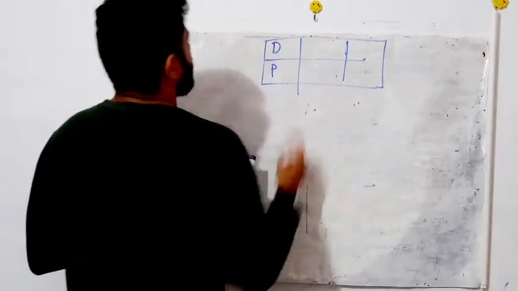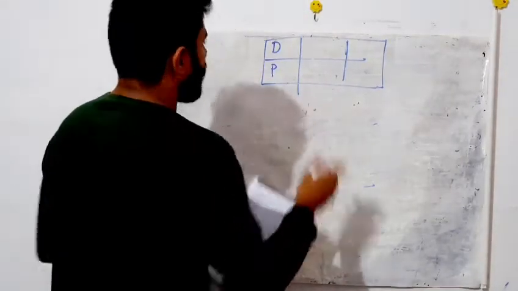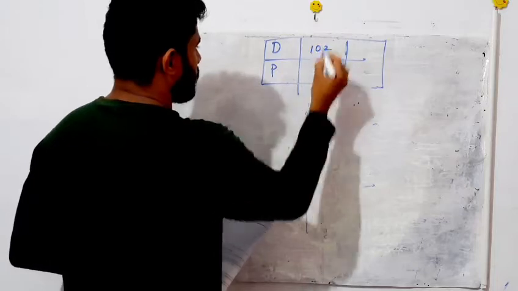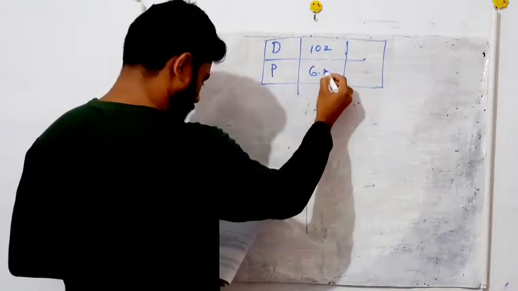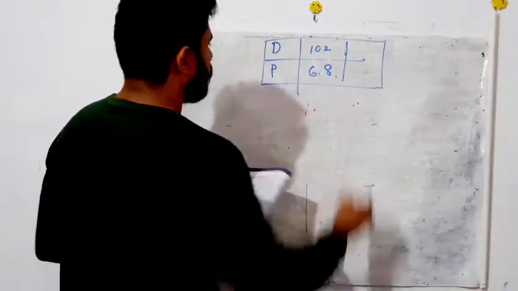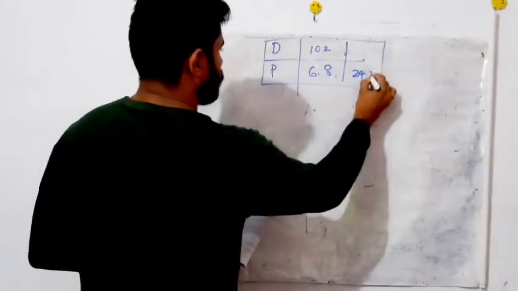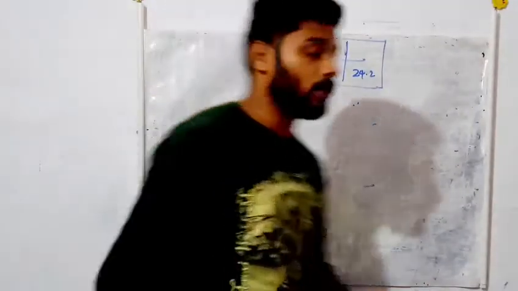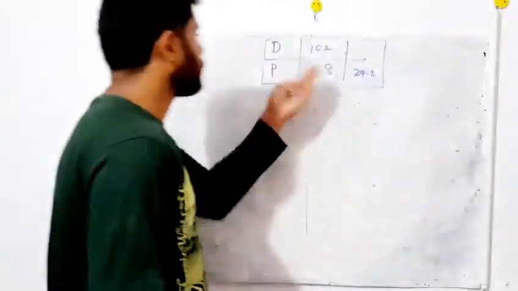From here we can understand. The distance 102 kilometers covers how much petrol? 6.8 liters. Okay. Now we have 24.2 liters of petrol. We have to find out how many kilometers it will cover.